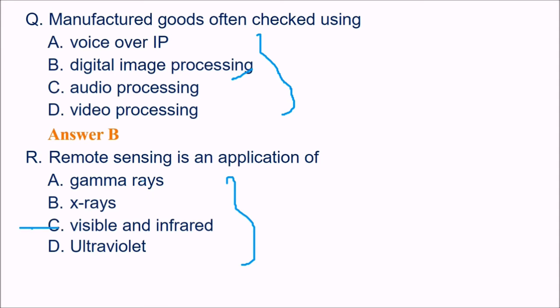Is it this or any other? The answer is, you got it right. We are talking about visible and infrared here in remote sensing, not gamma rays, not X-rays, not ultraviolet.